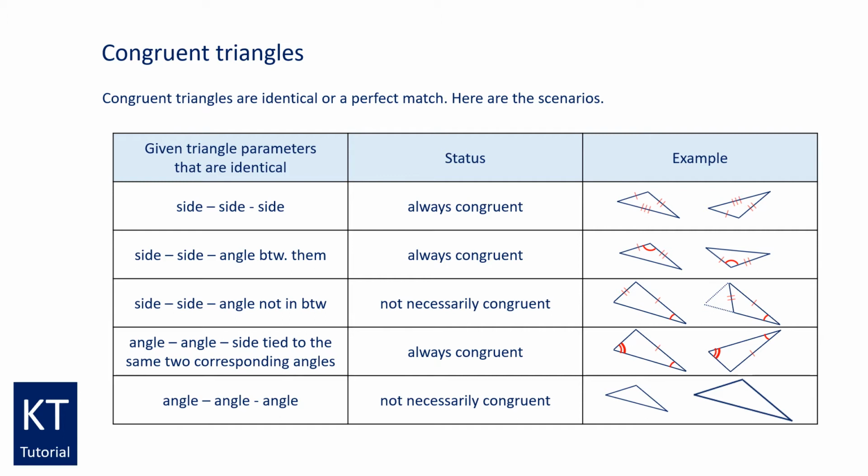Here are the scenarios. As in the matrix, when three sides are the same, the triangles are congruent. When two sides and the angle between these two sides are the same, the triangles are congruent. Thirdly, when the two angles and the side tied to the same two corresponding angles are the same, the triangles are congruent.